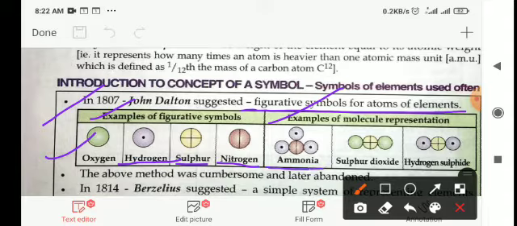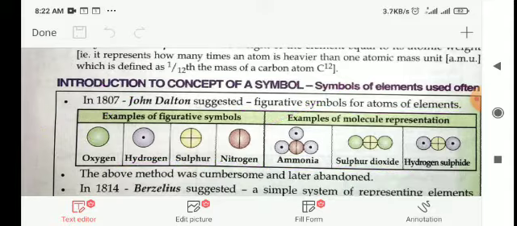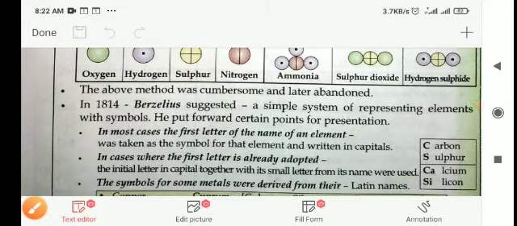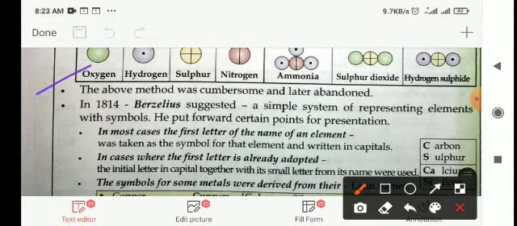For ammonia, you can see that one nitrogen and three hydrogens are attached, because the formula of ammonia is NH3. For sulfur dioxide, SO2, S is at the center and 2 O on both sides. Hydrogen sulfide is like that. The above method was cumbersome and later abandoned.